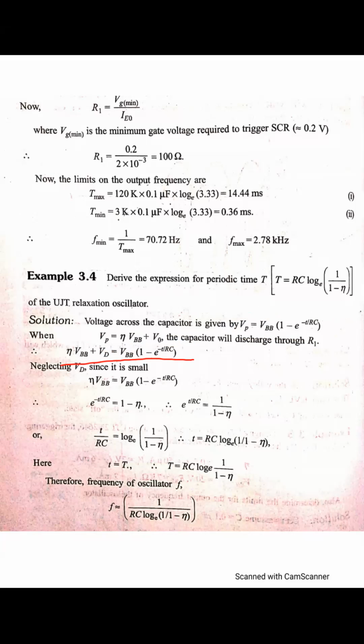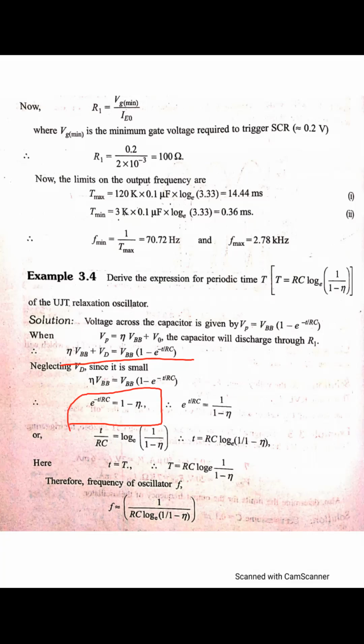Here VD is going to be small and we are going to neglect it. If we neglect VD, VBB will get cancelled. Then if I take eta to the other side, we will have e to the power of minus T divided by RC is equal to 1 minus eta. Then e to the power of T divided by RC is equal to, the minus I removed.